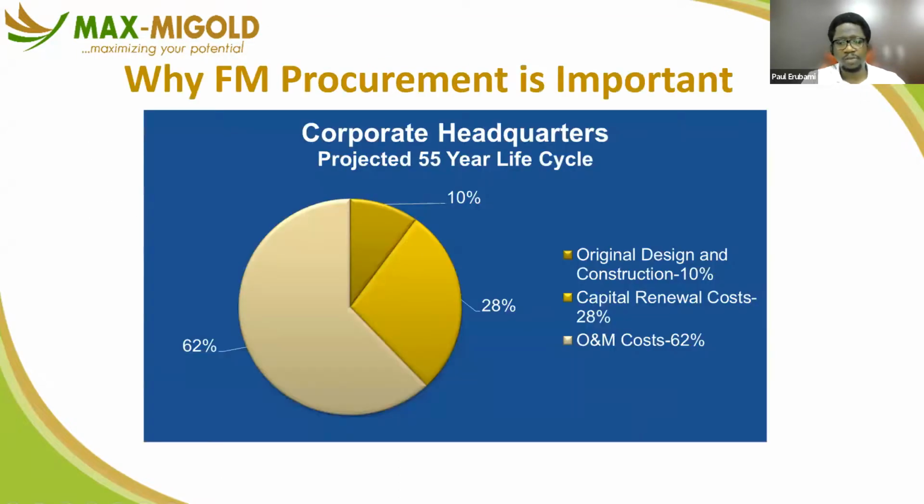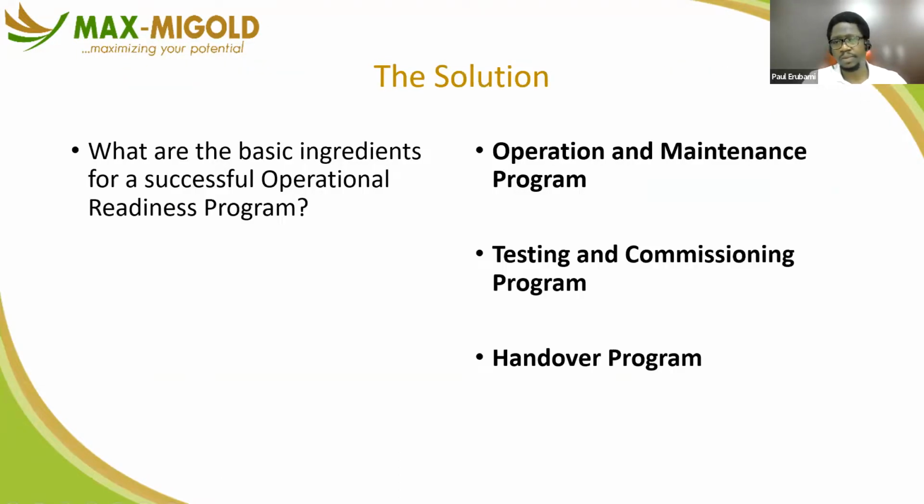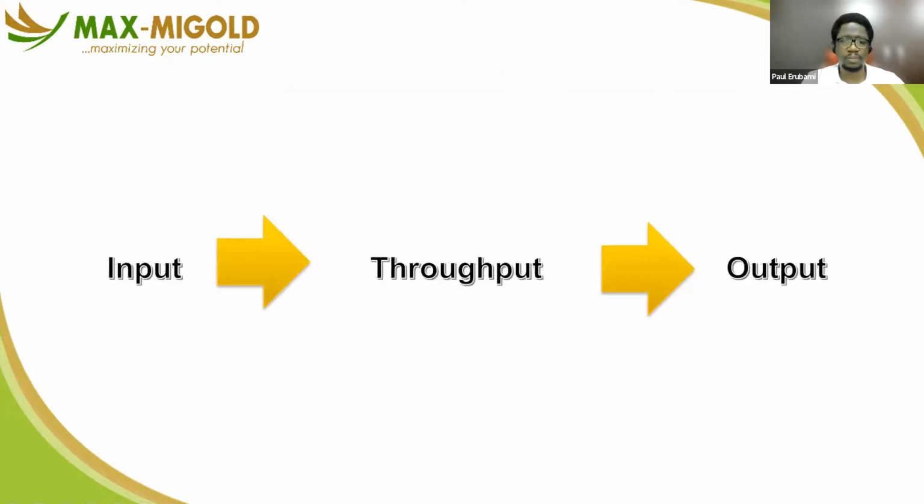So there are 3 key sets of documentation in a standard environment: operational maintenance program, testing and commissioning program, handover program. We're going to look at each of the 3 of them in terms of the standard documents you should require, but I'm going to highlight a few of them that I feel are critical, that even if you don't have anything, some of those documents are key to your managing the facility.